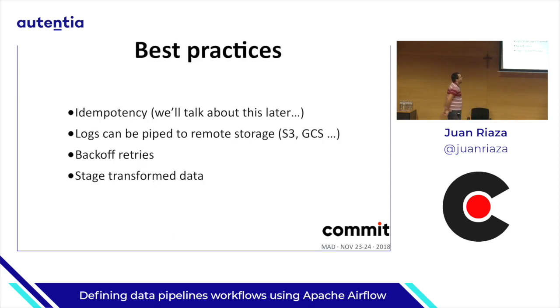So let's talk about what the best practices are. We have to think about idempotency, and it's a key concept while using Apache Airflow. We'll talk about this later. But Apache Airflow allows us, for example, to pipe all the logs to a remote storage, such as S3 or GCS. So in case our Apache Airflow system goes down, we have already all the logs stored somewhere else.